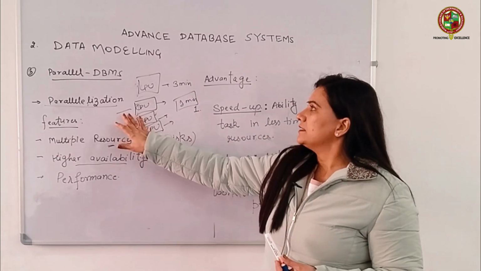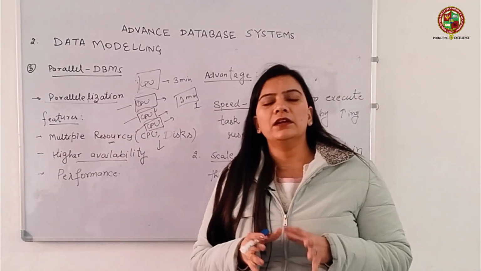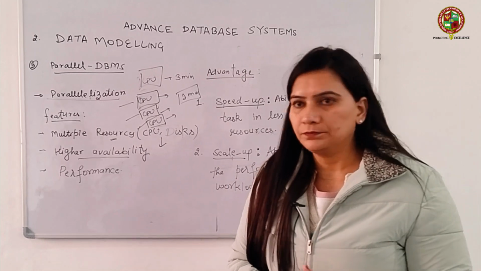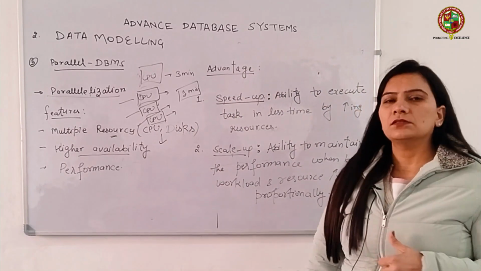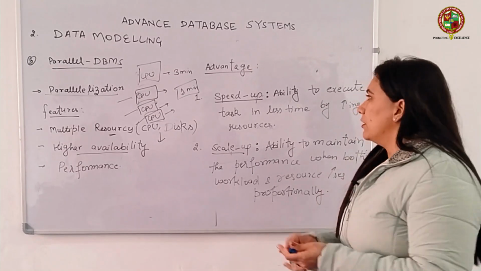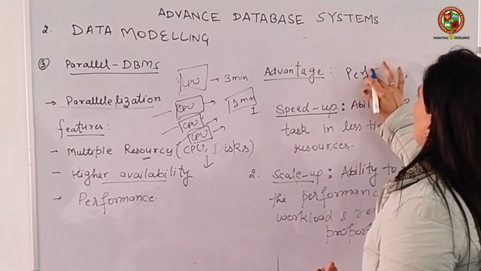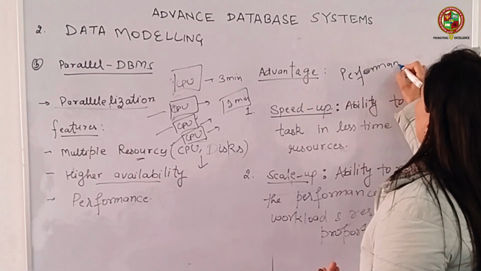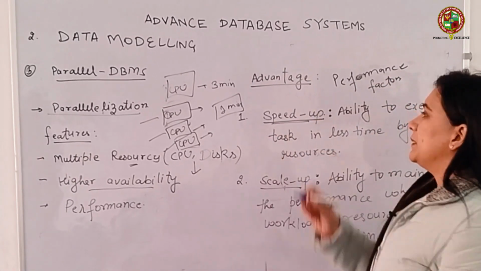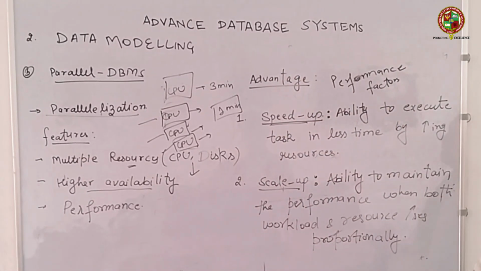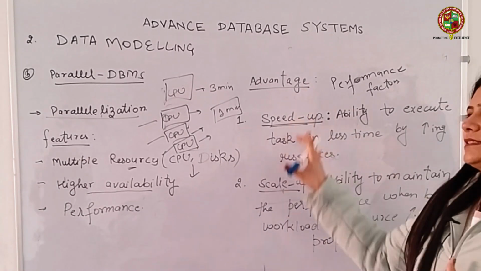So we can get the complete output within 1 minute. Using parallelization, or the parallel DBMS, we get the data effectively in lesser time, right? The advantage of using the parallel DBMS is that we can measure performance factors. These two are the performance factors we can measure for the parallel distributed DBMS. One is the speed up. Speed up means it has the capability to process a query in less time.